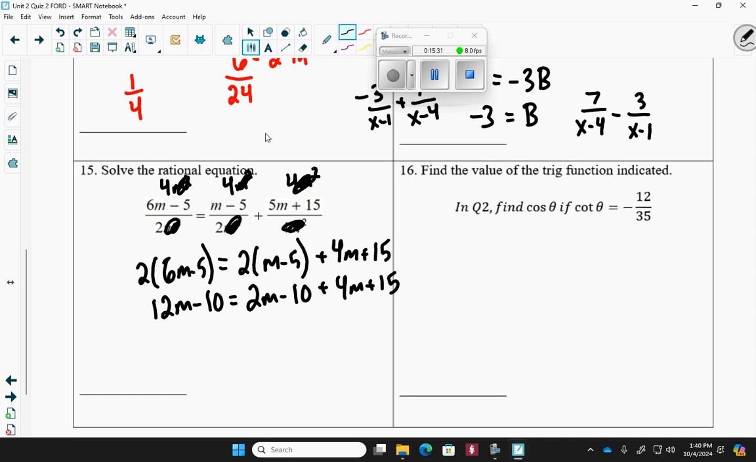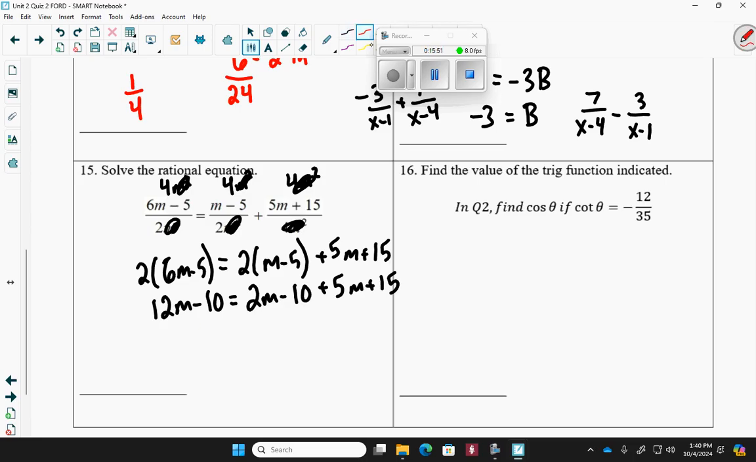All right, so let's go ahead and do some solving here. Wait a minute, I put 4m. I'm sure you guys are yelling at the screen right now. Sorry, that should have been 5. Sorry.